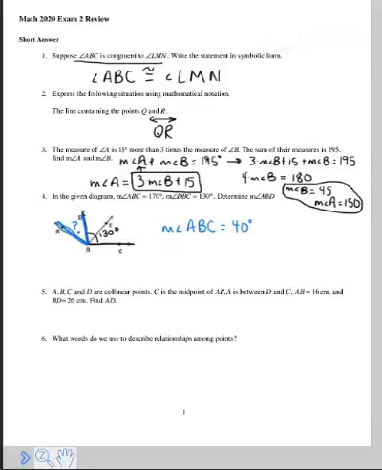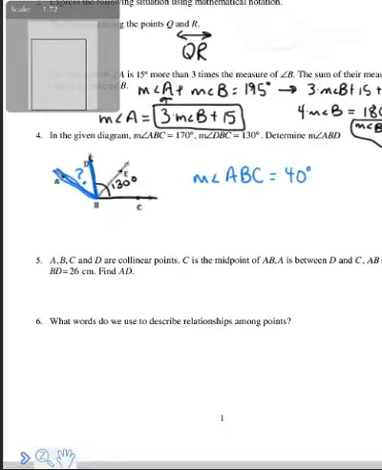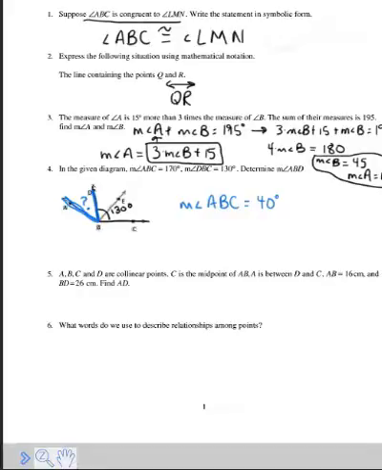Okay, question 5. A, B, C, D are collinear points. C is the midpoint of AB. A is between D and C. AB equals 16 and BD equals 26. Find AD, or find the length of distance between points A and D. Now, A, B, C, D are collinear just means they lie on the same line. They don't necessarily have to come in that order, A, B, C, D.